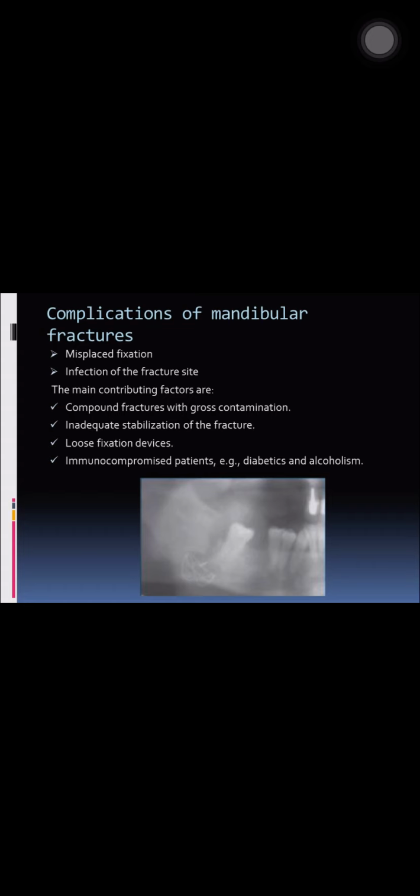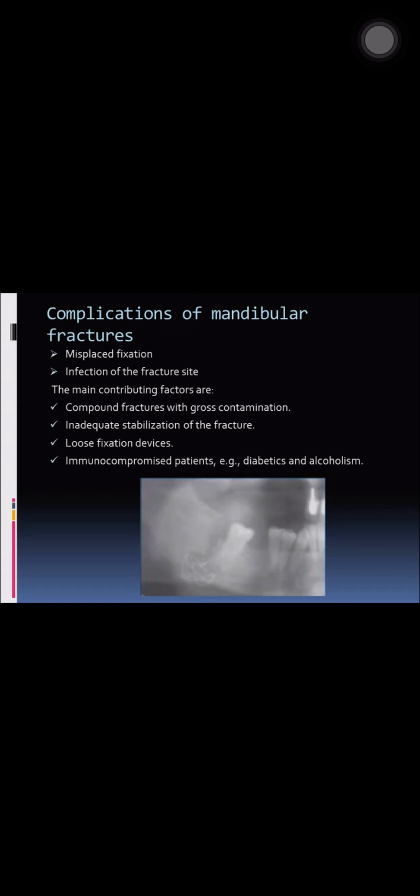If the fracture becomes infected, immediate extraction should be performed. Complications of mandibular fractures: misplaced fixation, damage caused by misplaced fixation devices like transosseous wires or plates. The risk of damage to structures within the body of the mandible, like the inferior alveolar canal and root abscess, is less when using monocortical screws.